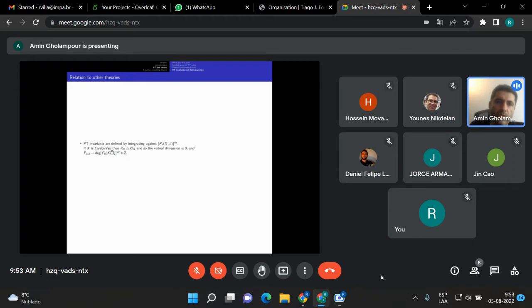So if X is a Calabi-Yau threefold, then there are further simplifications. K_X is trivial, so therefore the virtual dimension is 0, and then the PT invariant, depending on n and beta, is basically the degree of this virtual class.